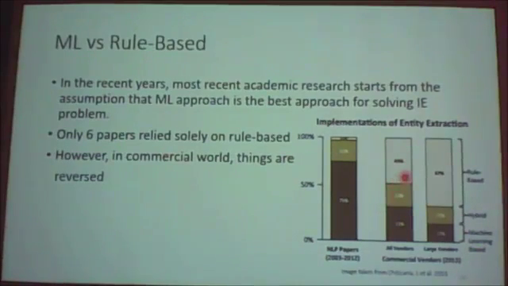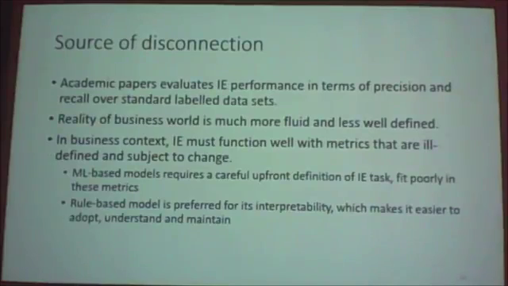The dominant ones are using rule-based methods. Of the 54 vendors they have surveyed, 46% of them use rule-based, and for the large vendors like IBM and others, 67% of them are using rule-based methods. So, what is the source of the disconnection?